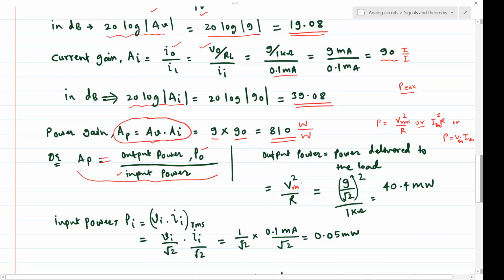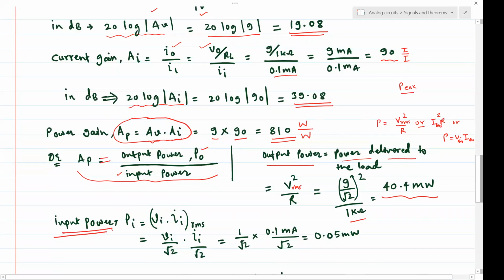So output power, which is the power delivered to the load, can be calculated using the formula V square by R. VRMS will be the peak value, which is 9 volt, divided by √2. Take the whole square and divide by 1 kilo. That comes out to be 40.4 milliwatt.